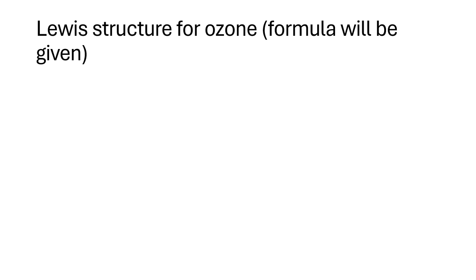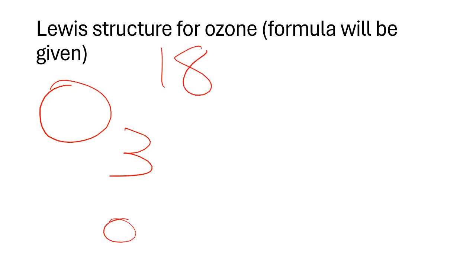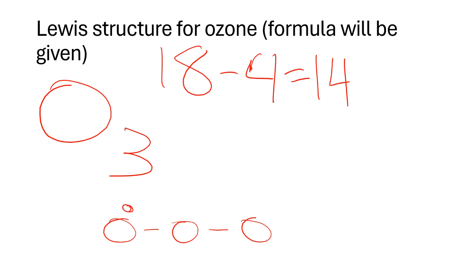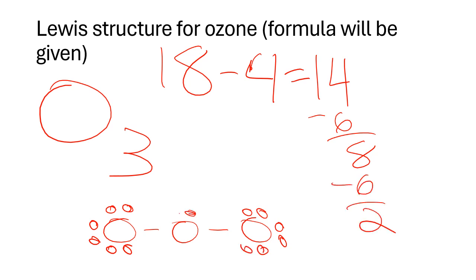All right, new structure for ozone. This one's a little tougher. Ozone is O3. That means we have 18 valence electrons. 1, 2, bond atoms together. So we used 4, we got 14. Make outside atoms happy first. Minus 6, we got 8. 1, 2, 3, 4, 5, 6. Minus 6, we got 2. Make center atom happy. Minus 2, we got 0.